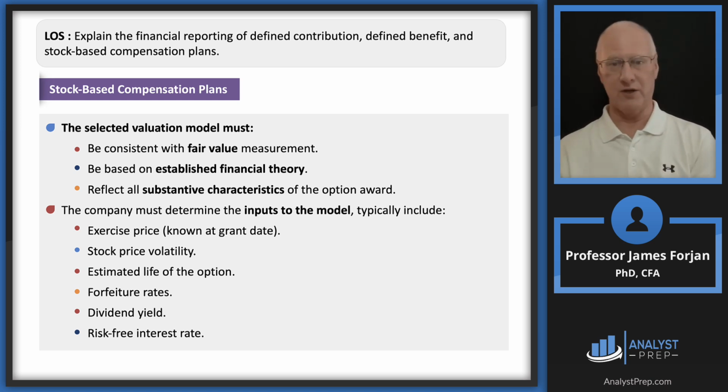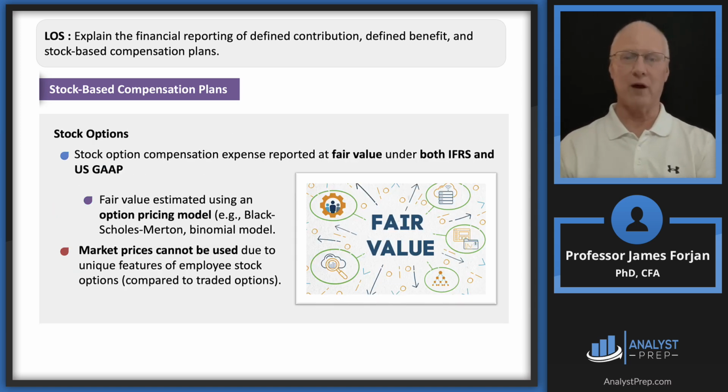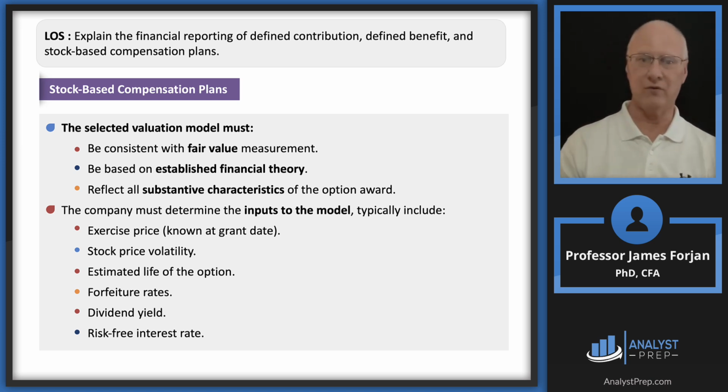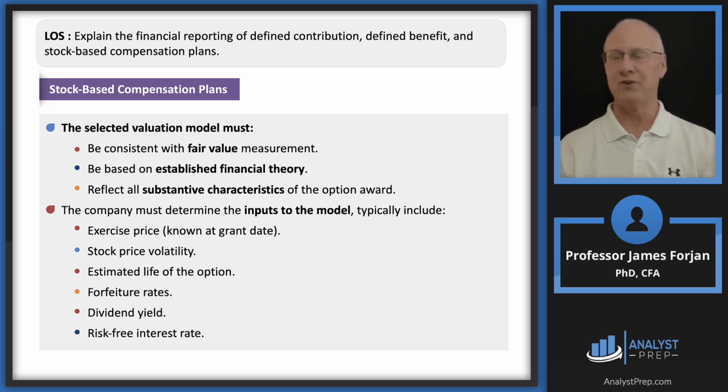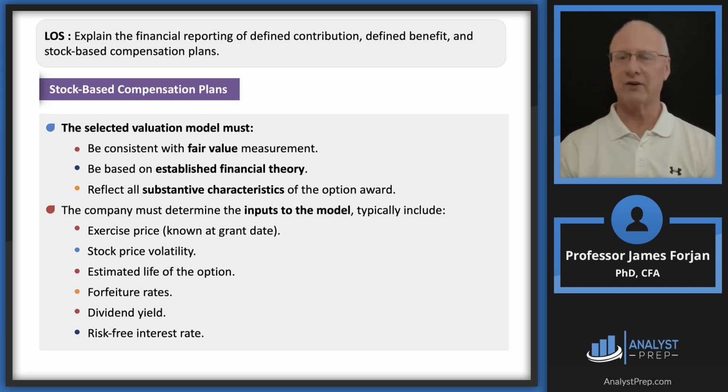Now, another good question is, how do we determine which model we like? Back here, we could use the Black-Scholes-Merton model, or we could use Jim's crazy model. Well, Jim's crazy model is not going to be consistent with fair value, has no establishment in economic or financial theory, and doesn't reflect some of the characteristics of that option award.